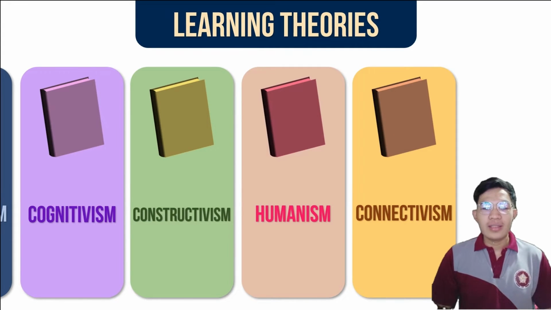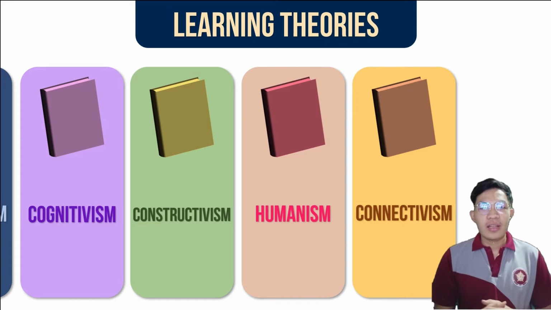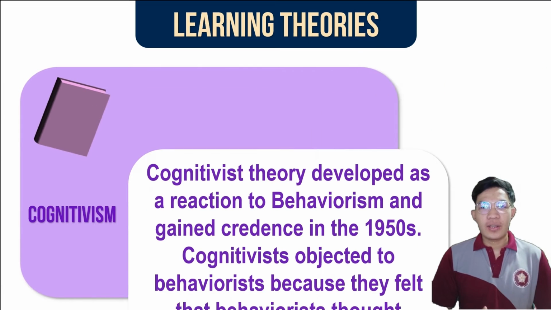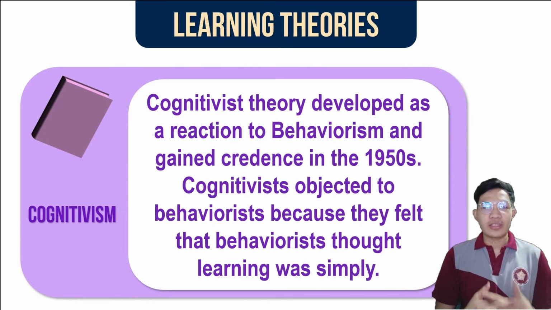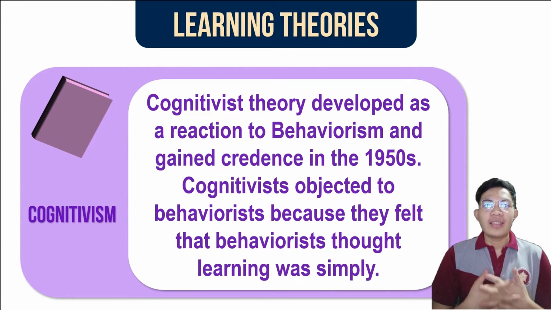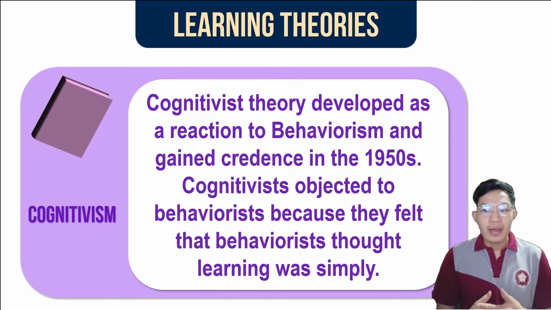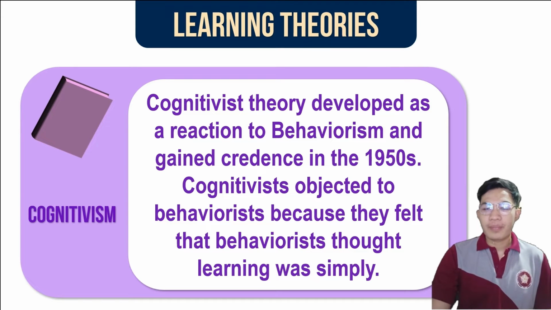Good day, everyone. So, my topic is about cognitivist learning theory. Cognitivist learning theory was developed as a reaction to behaviorism and gained credence in the 1950s. Cognitivists objected to behaviorists because they felt that behaviorists thought learning was simple, which it is not, because learning is continuous and learning is complex.